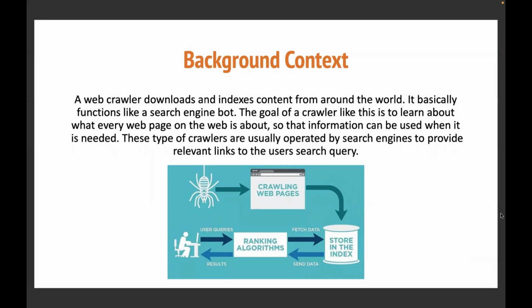A web crawler is basically like a search engine bot, and it's used to download and index content around the world. So the goal of a crawler is basically to learn about every single web page that's on the web. And it is used by many different search engines to basically provide the relevant links that a user is trying to search for. For example, if I go on Google and search for a certain type of thing, then a web crawler is used to get all the data that it's stored before to give me the relevant links based on my search.